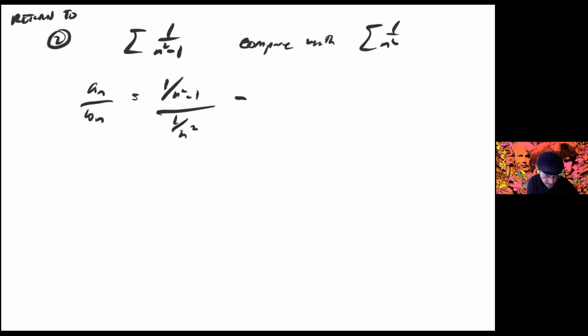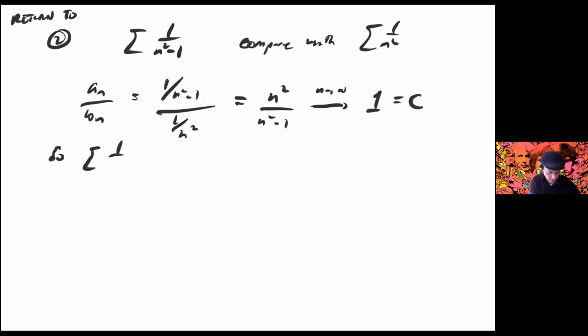Okay, so now this fraction can be rewritten as n squared over n squared minus 1. And as n goes to infinity, this tends to 1, as is well known. So this is our c. c is positive. So therefore, summation 1 over n squared minus 1 converges, since the 2 series, this is the 2 series up here in the right-hand corner, converges. So we've handled example 2.